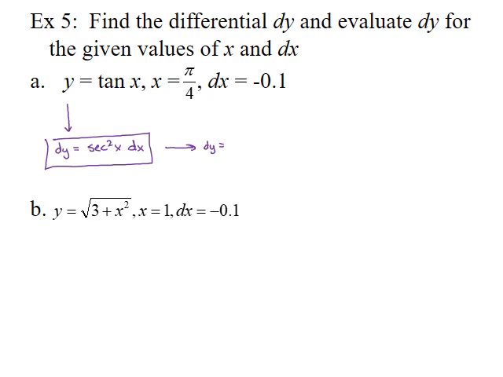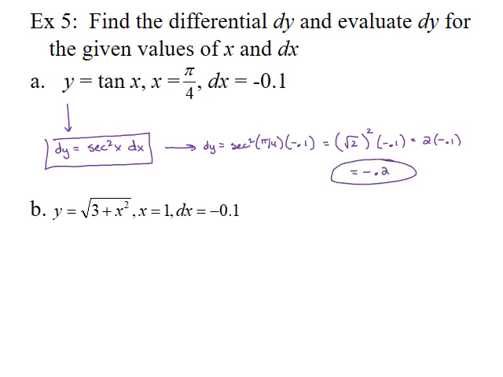So we can say that dy is the secant squared of pi over 4 times negative 0.1. So we have to square secant of pi over 4. Secant of pi over 4 is root 2, so root 2 times root 2 is 2. And then 2 times negative 0.1 makes this negative 0.2. And that's your answer. In Cal 2, for those going on, this is the more important part, but there are a few rare times you will have to evaluate, so just don't fret when you're asked to do that.